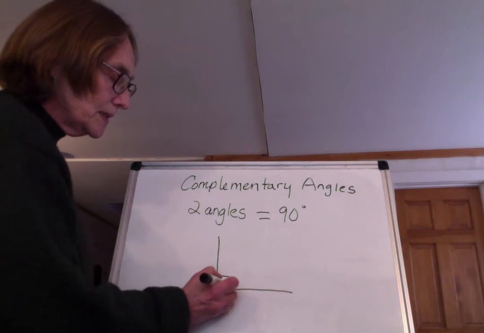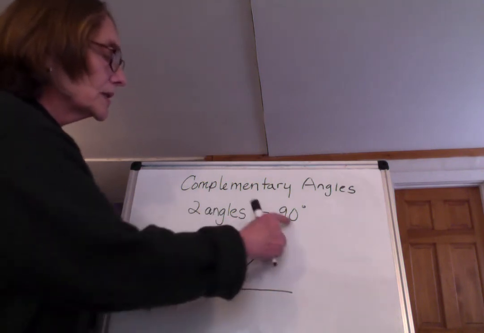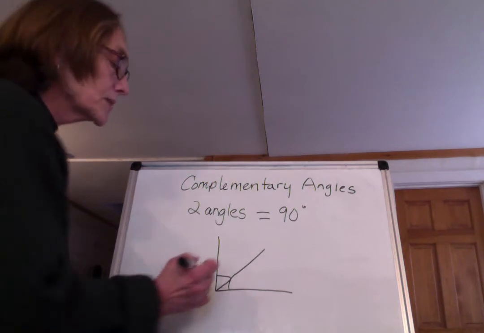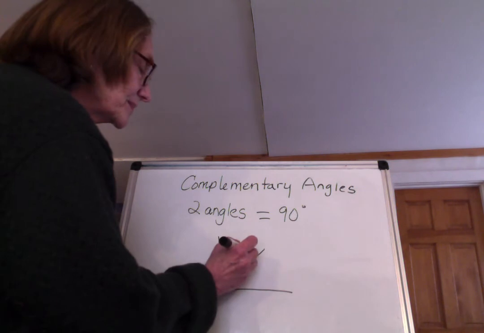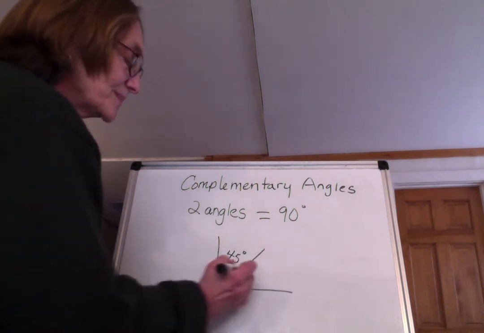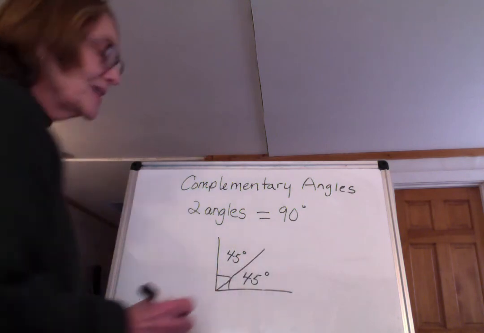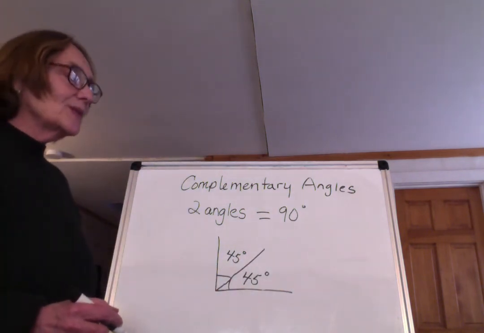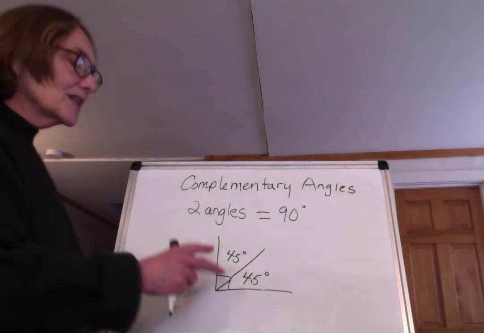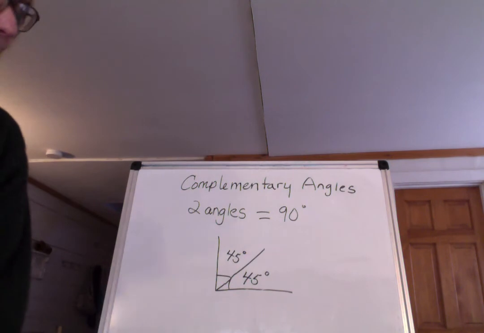If we split it in half, because it says two angles have to equal 90 degrees, well, this could be 45. They might not tell us that one, but we know this one has to be 45 also. 45 degrees plus 45 degrees equals 90 degrees. These are complementary angles. That's how you would recognize them.